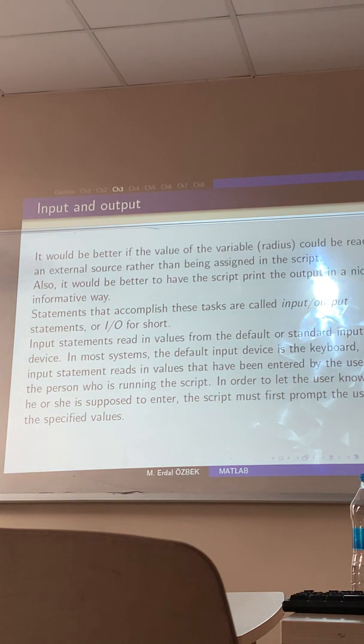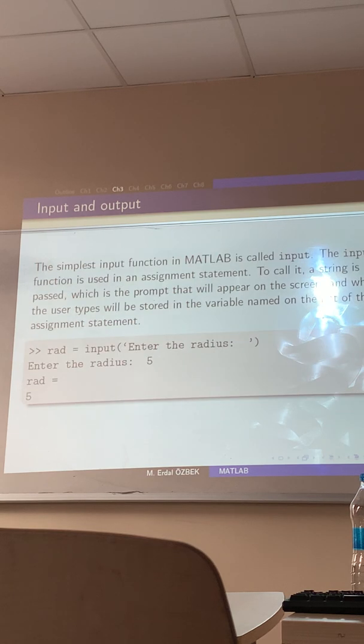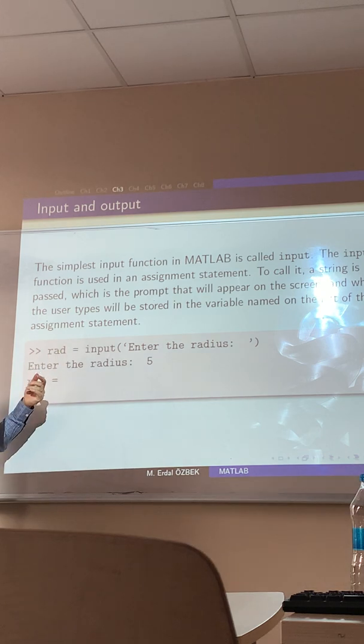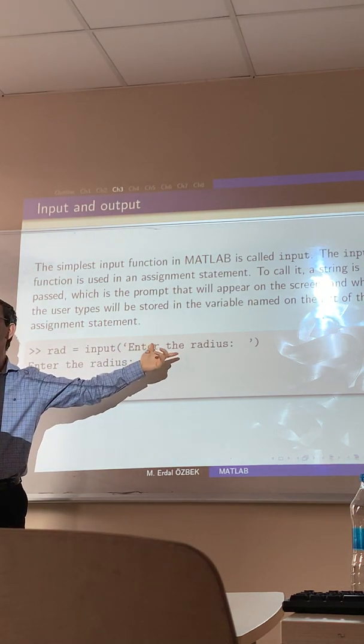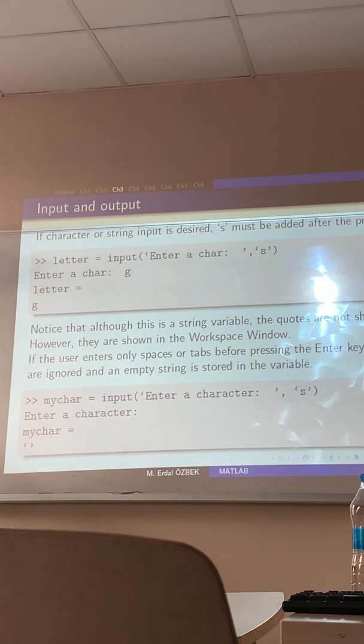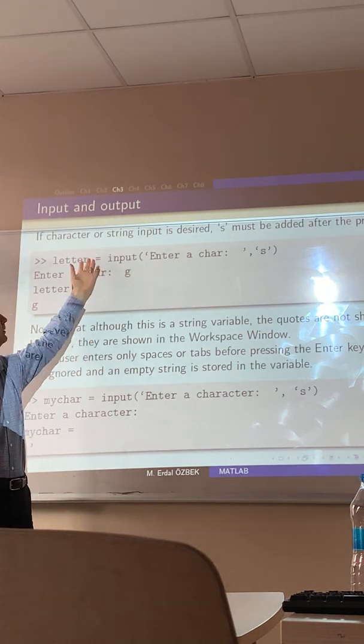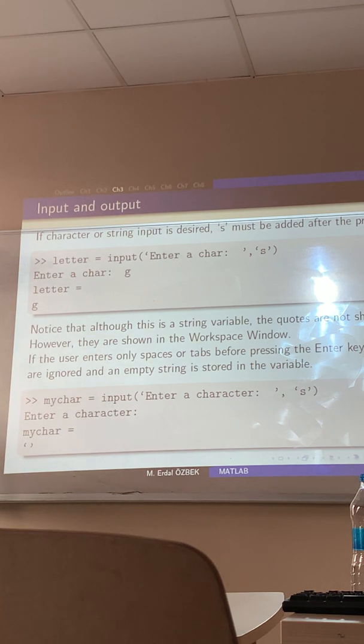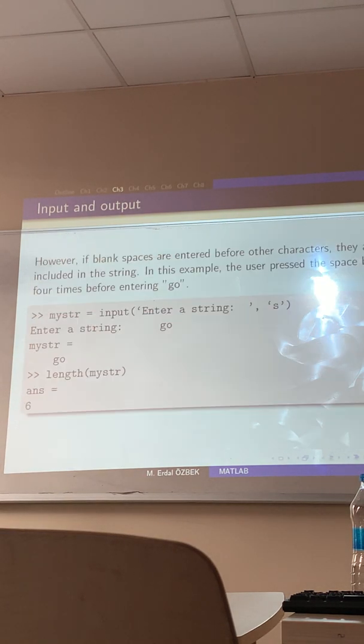So what do we have? We have the input and output versions of it. The simple input function is input. You give the input to some variable, and it asks you to enter the input. Then you enter it. Easy. You just write the prompt on the screen. For example, if you write enter a character, it asks you to enter a character, you enter it, and then it works.